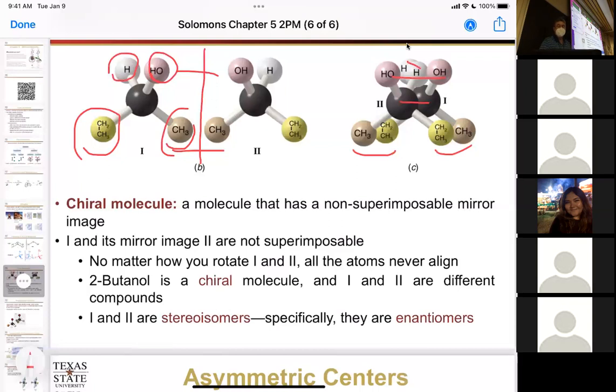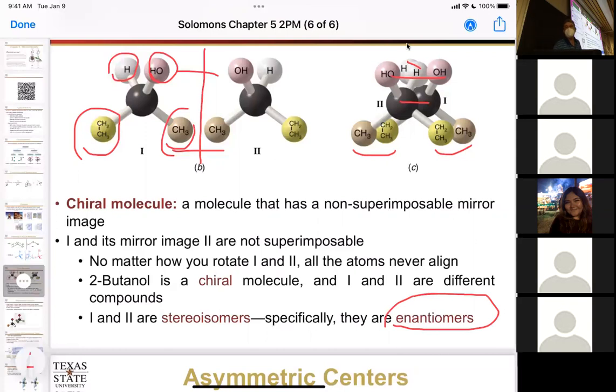So in this case, these are stereoisomers of each other. The compound and its mirror image, that pair is called a pair of enantiomers. Enantiomers always come in pairs, and they all look exactly alike. They have the exact same name except for R and S.